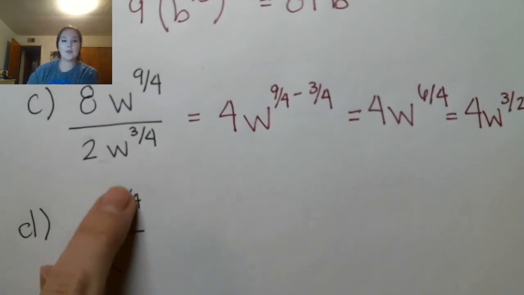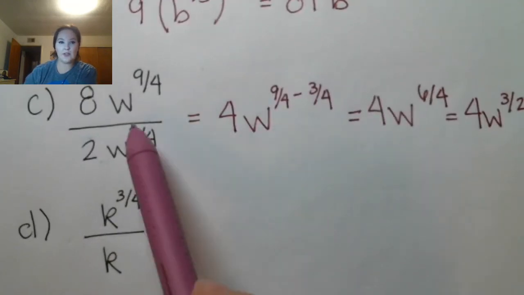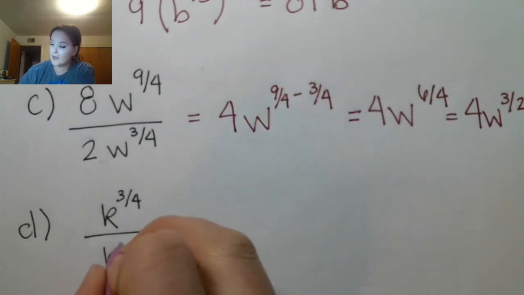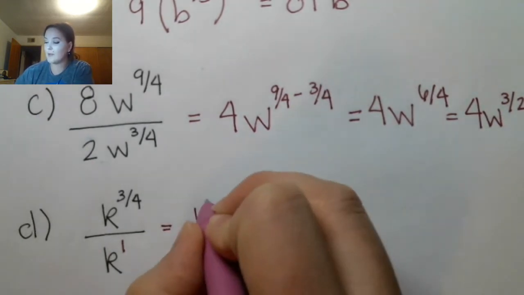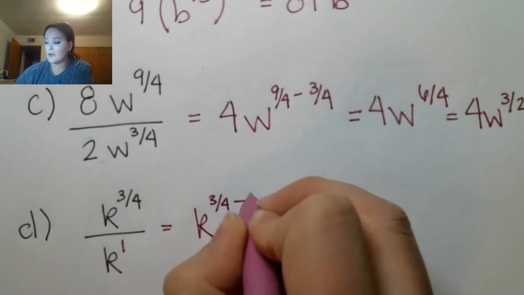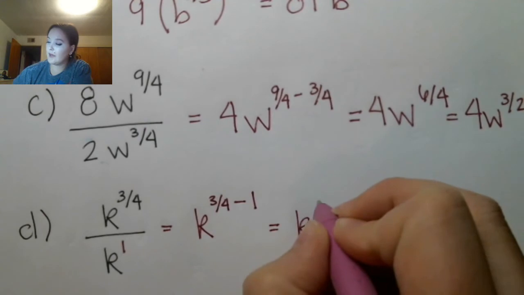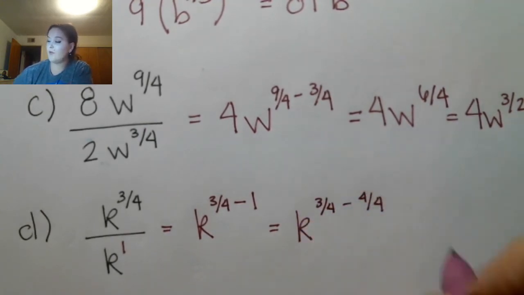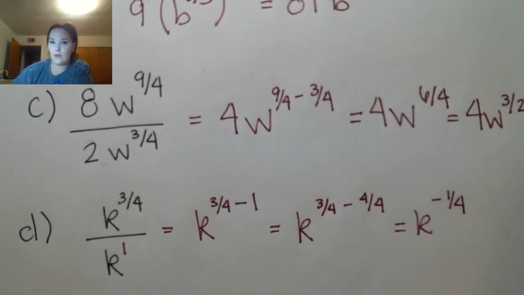Okay, so for this one, we're going to use the same exponent rule as we did here, which is that when you have a fraction, you can subtract the exponents. Remember that when you don't see an exponent, that means the exponent is 1. So when I subtract my exponents, I'm going to get 3/4 minus 1. Here I do have to make common denominators. So 3/4 minus 4/4 is minus 1/4.